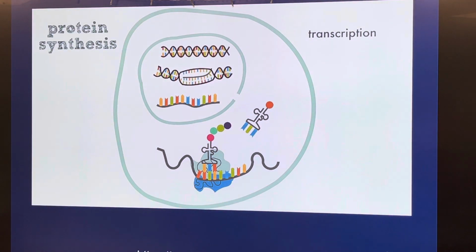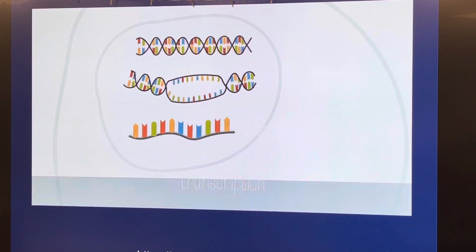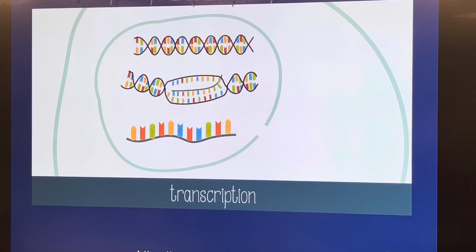The second step is called translation. A portion of the DNA is unzipped so that the mRNA can be made from the DNA like a template. That's transcription. Nucleotides of RNA match with one strand of DNA and make mRNA.